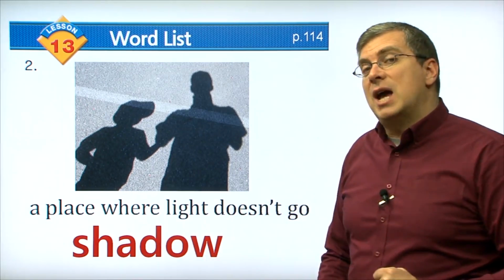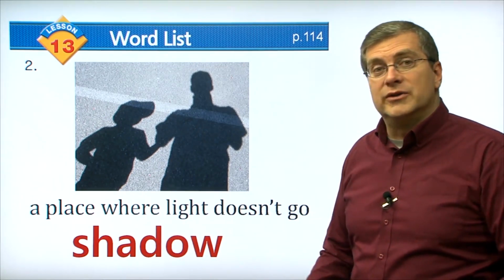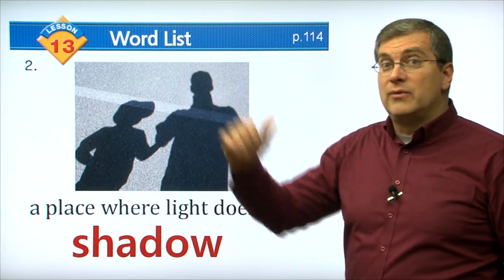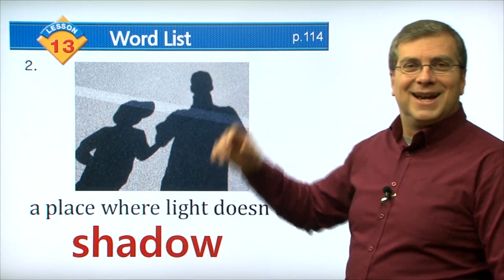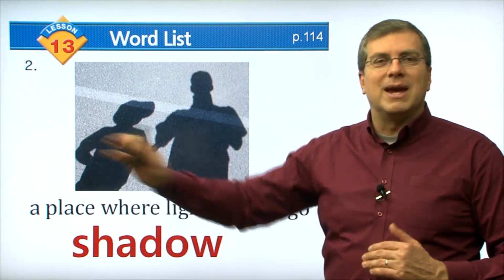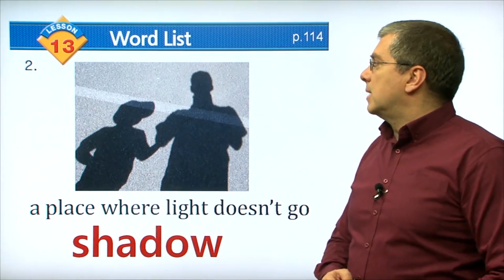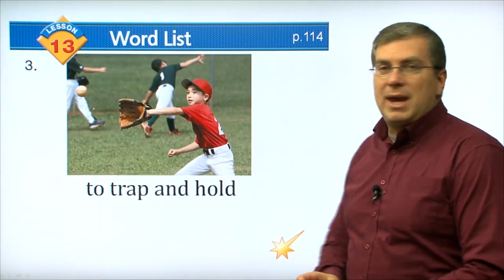You can see the shadow of buildings. You can see the shadow of cars. Sometimes you see the shadow of an airplane. Whoa, right? And that's very interesting. An airplane up in the sky can make a shadow on the ground. Okay, so that's shadow. Number three, to trap and hold.